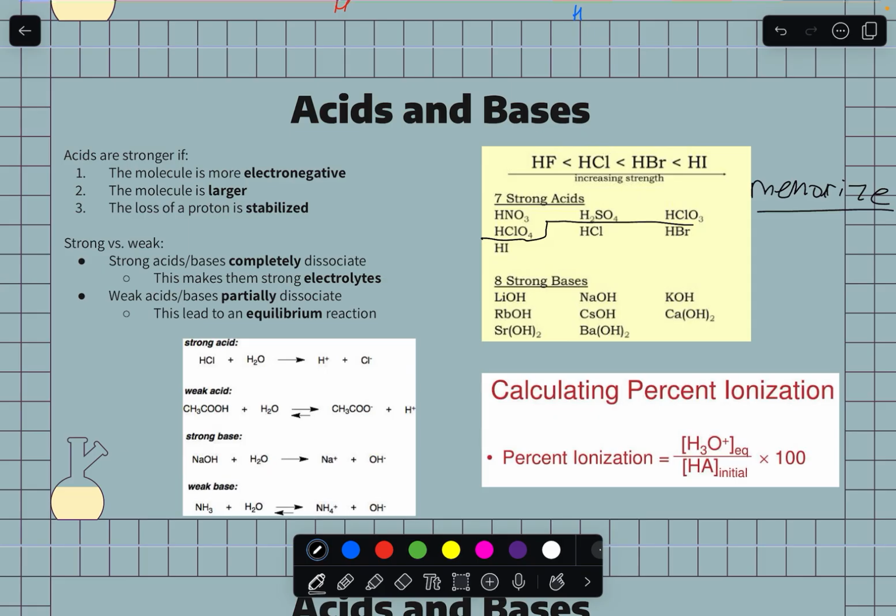Then you have three with halogens, HCl, HBr, and HI. HF is not a strong acid, it's a weak acid. But the other halogens with hydrogen are going to be strong acids.